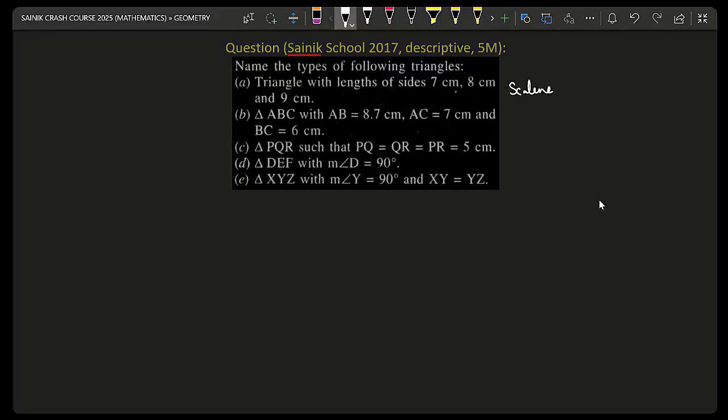Arush, can you answer B? Sir, scalene. Yes, it is scalene. The reason is, sir, because AB is equal to 8.7. Don't read centimeters and all that. Just say the final reason. Sir, because the angles are not the same and the centimeters are also not the same. Here there is nothing about angles. You can say no two sides are equal.